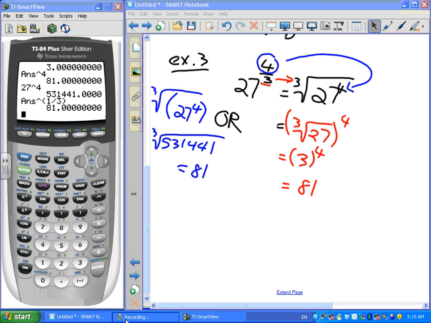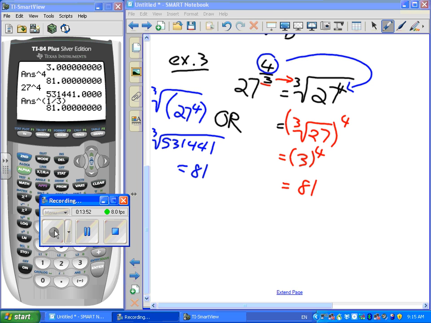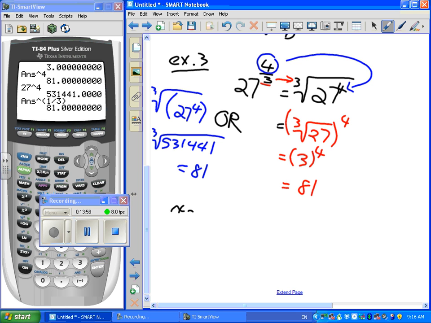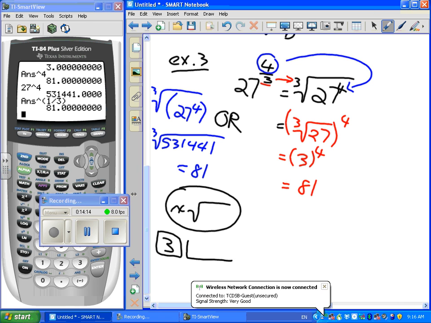Okay. Some of your calculators, guys, are going to have a button that looks like an X and a square root. What you have to do there first, if you have this looking button, is put the number first. So if I'm looking for the third root, I put the number 3. Then I push number 3 first. Then I push that button. And then whatever number. So say we were doing 27. So that would be the order of the buttons.